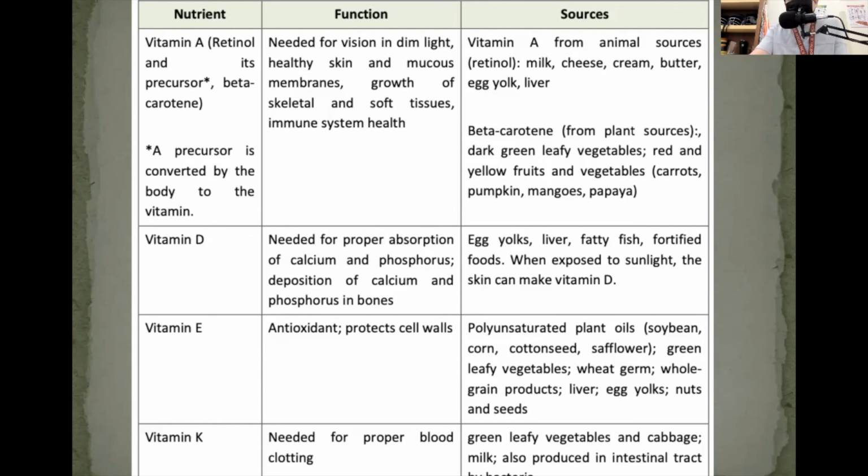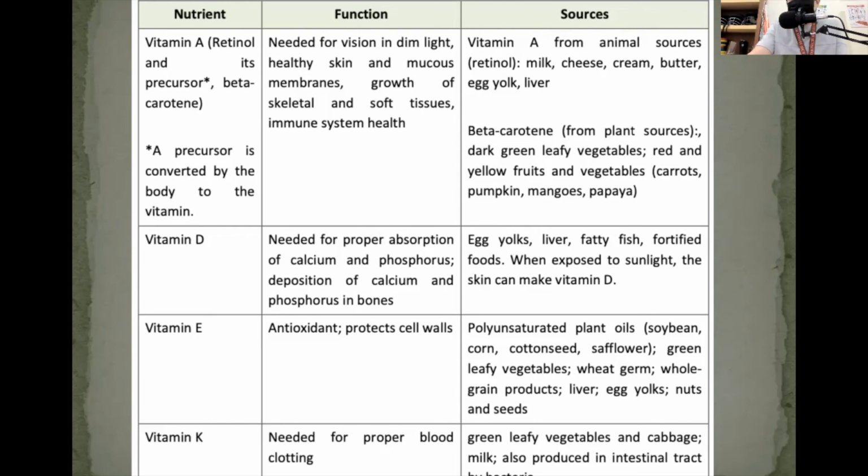Vitamin E acts as an antioxidant. It protects cell walls, so this helps the regeneration of our skin. If you want to feel good on your skin, take vitamin E. Good sources of vitamin E are plant oils and green leafy vegetables. So eat egg yolk too, for you to have healthy glowing skin.